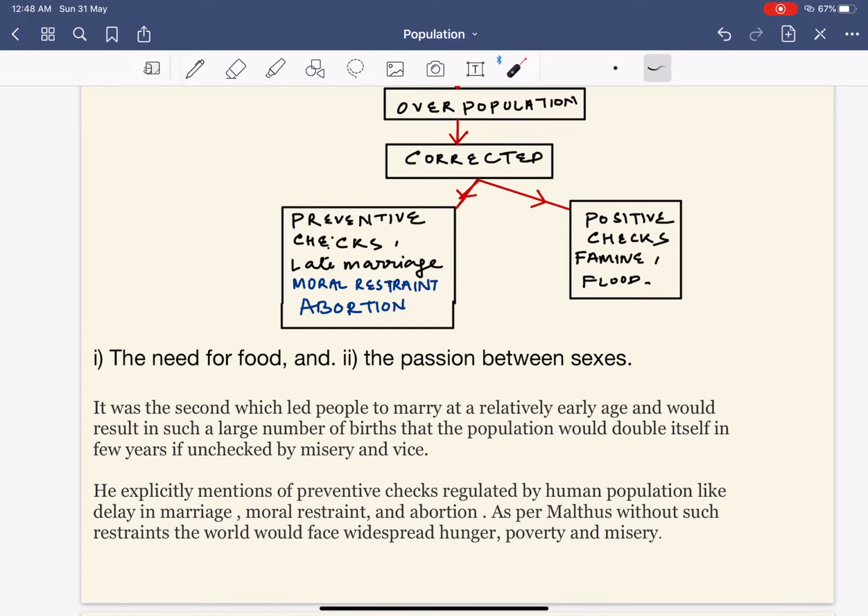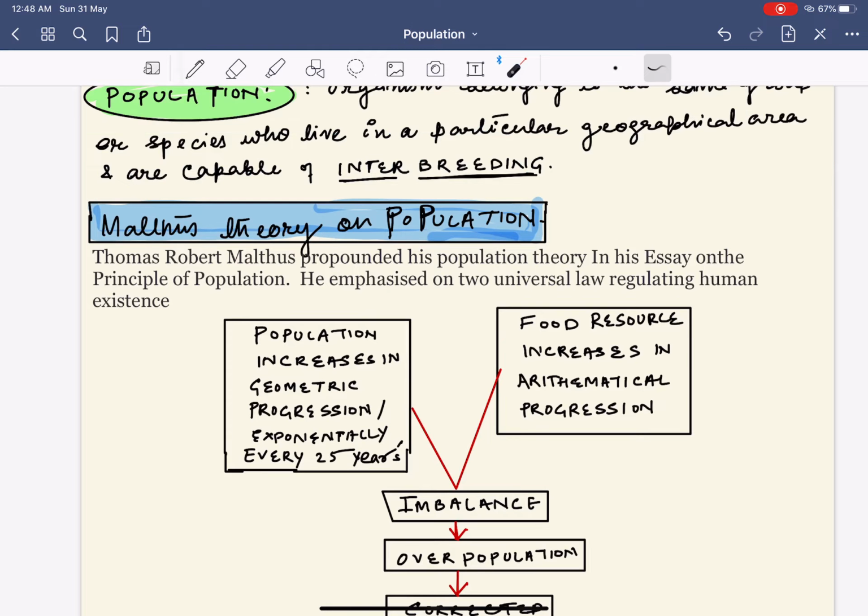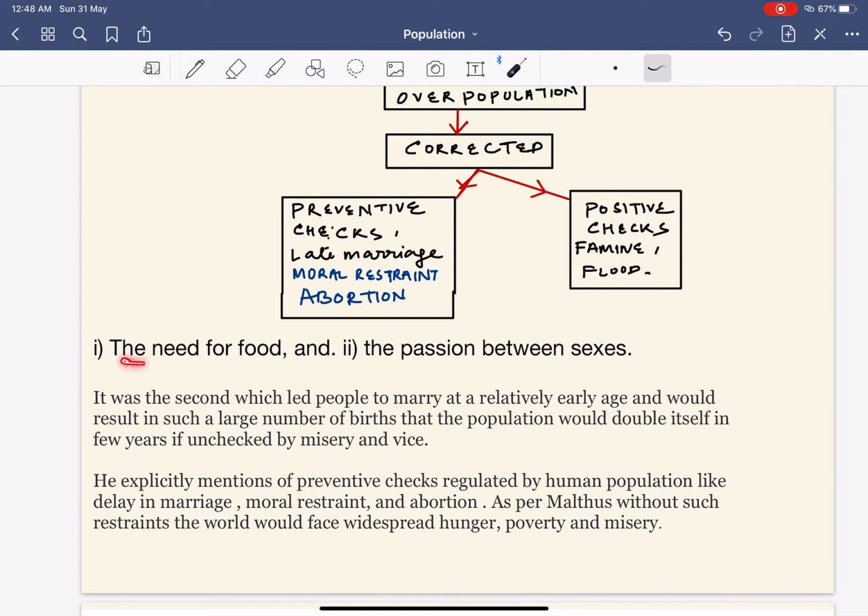Now, let us understand this. Malthus emphasized two universal laws regulating human existence. Law number 1, the need for food, and law number 2, the passion between the sexes. It was the second which led people to marry at a relatively early age. That is, people's passion for sex actually led them to marry at an early age, and this results in such a large number of births.